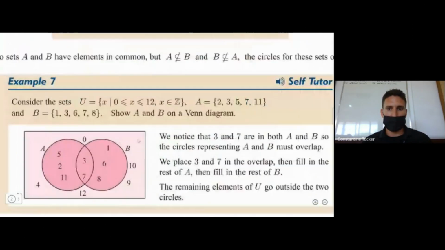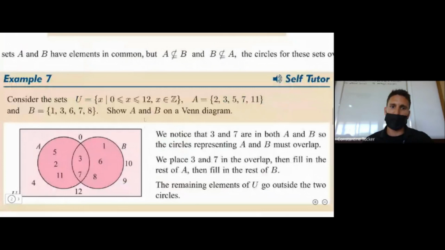And then here, the final example given in the textbook is one where you have 2 circles. So it's double the action, triple the excitement. Here we've got the set U, which is the universal set. It's all numbers such that those numbers are between 0 and 12, including 0, including 12 because of these lines underneath. And then x belongs to Z means x is an element of the integers. So let me just say here, these guys are called integers.